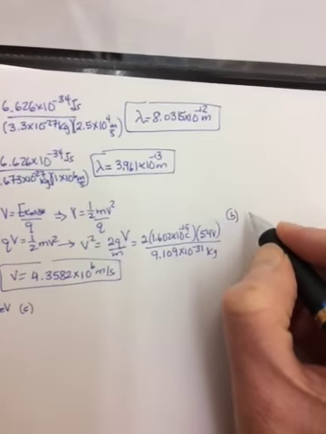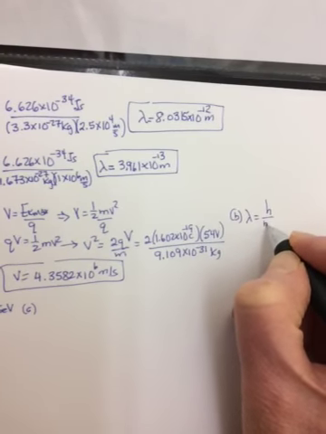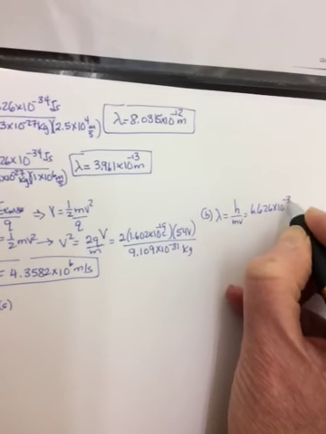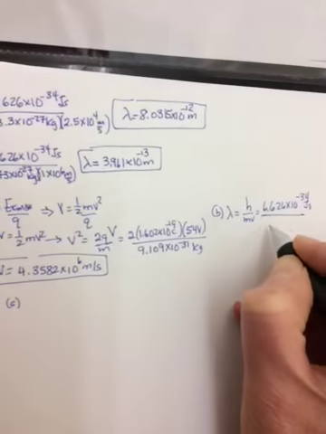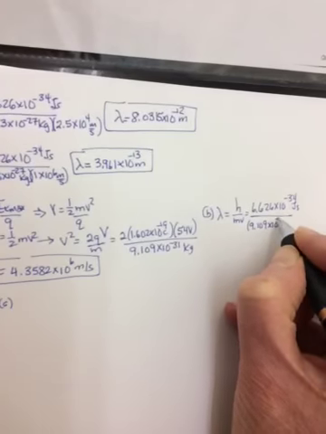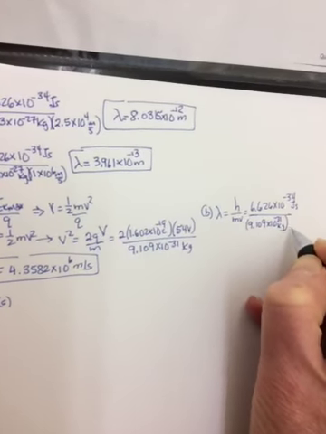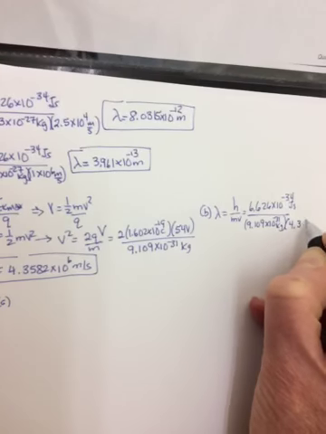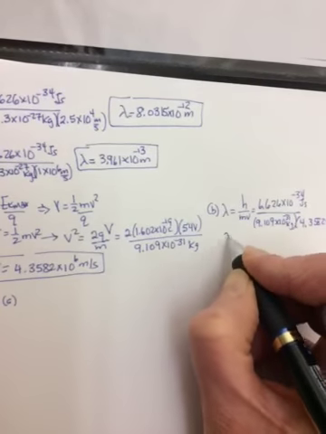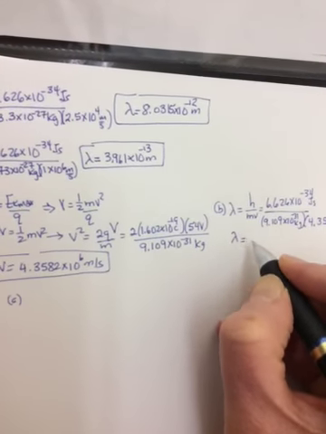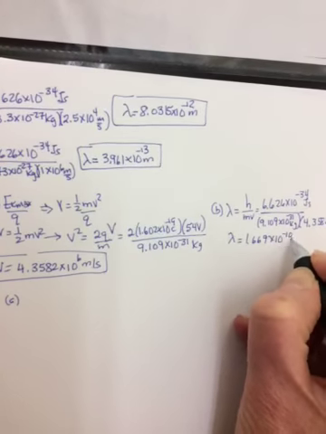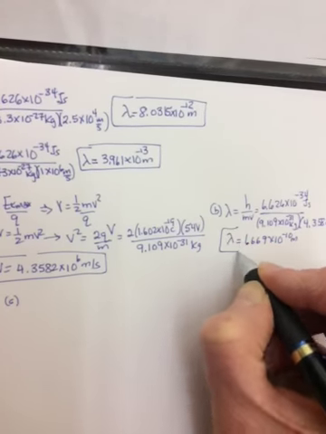Part B is calculate the de Broglie wavelength. So lambda is equal to h over mv. So 6.626 to the negative 34 joules seconds. It was an electron, so 9.109 to the negative 31 kilograms, and the speed is the 4.3582 to the 6th that we just found. And you should get a wavelength of 1.669 times 10 to the negative 10 meters for our little electron dude.